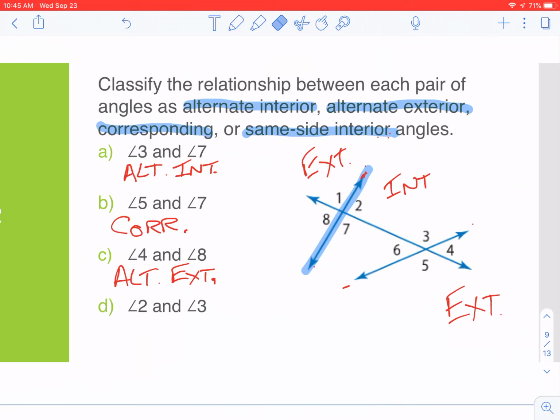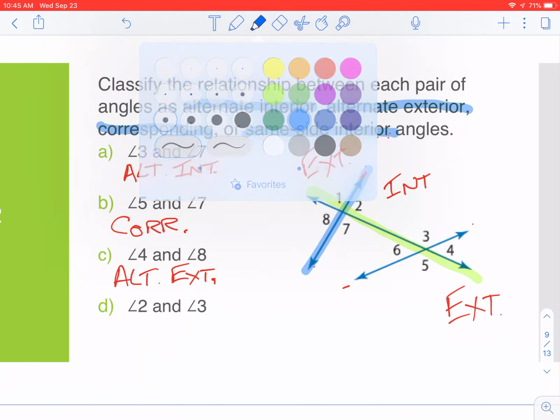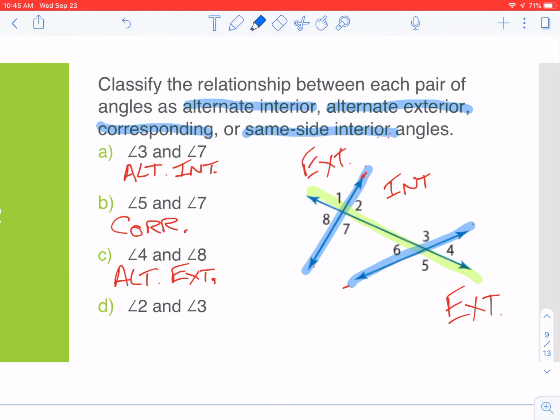Moving on. Of course, it erased all my beautiful lines here, which I'm going to put back on there. All right, lastly, 2 and 3. We look at 2 and 3. Those are both on the interior, and they are on the same side of the transversal. So we call that same side interior. If you can learn how to find those in the picture, you're going to do awesome on this chapter.